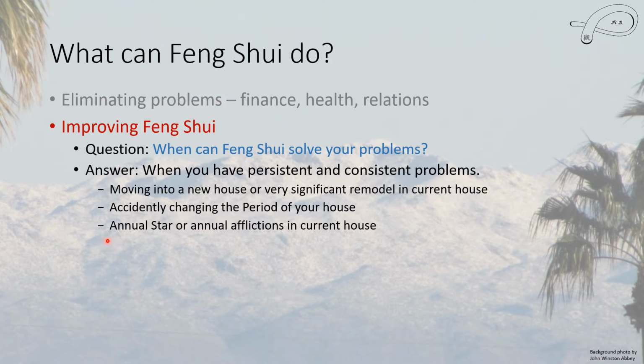Also, sometimes a bad annual star will enter an important area of your house. If it's not an important area, because there are bad stars every year in certain locations, such as your bathroom, you're not going to have any problems. But if they're in your kitchen, you're much more likely to.